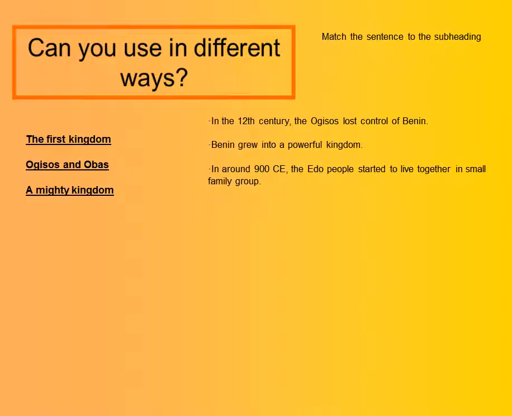So, can you match the sentence to the subheading? So the subheading is a bit like a little title for each paragraph. It tells you what that paragraph is going to be about. So read the sentences and see if you can match the sentences up to the subheading. Pause the video here while you do that.